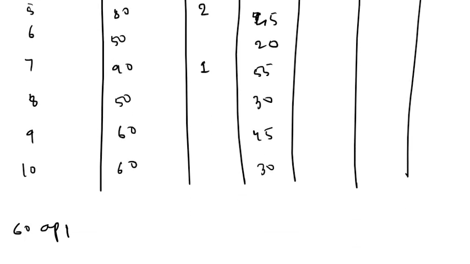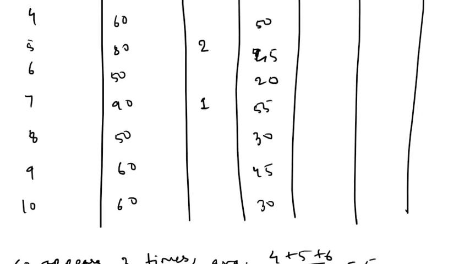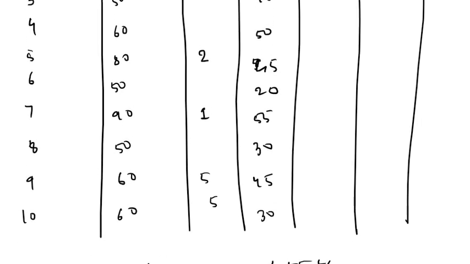Since 60 appears 3 times, we take the average. We have taken 1, 2, 3 ranks, so next the 4th, 5th and 6th ranks, 4 plus 5 plus 6 divided by 3, you get 5. So we will put 5 for each of the 60s.